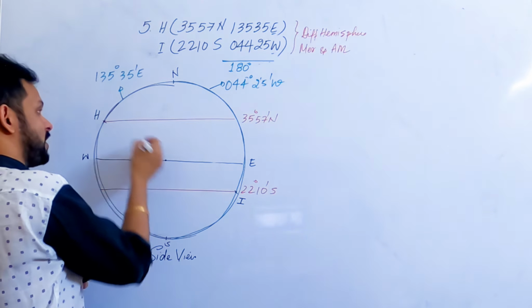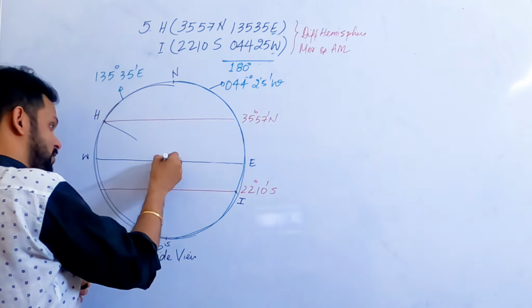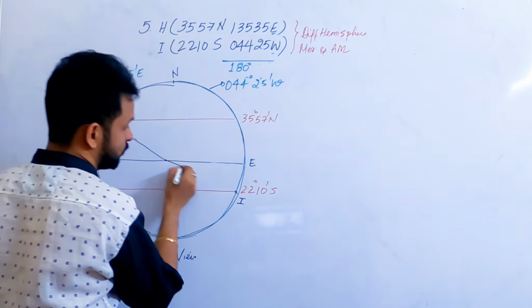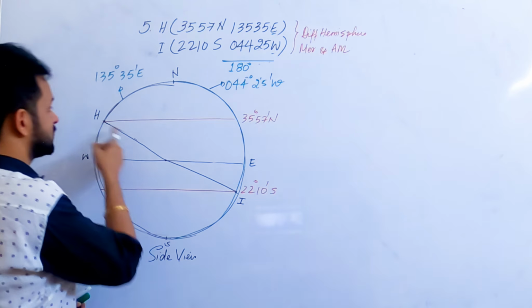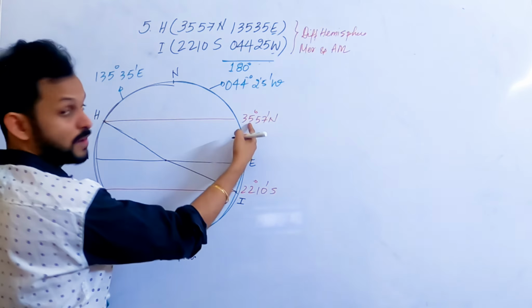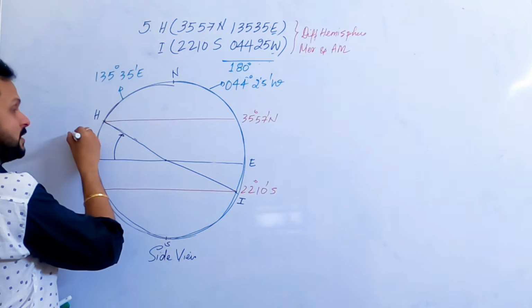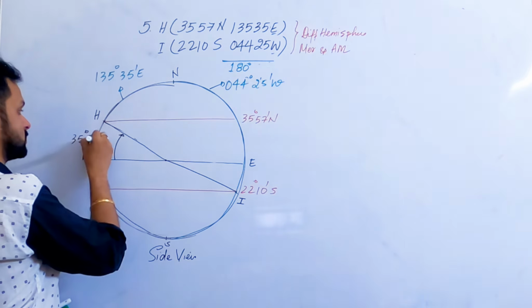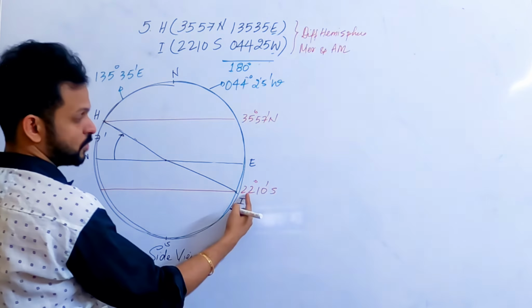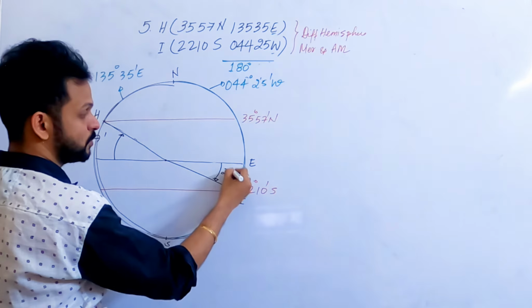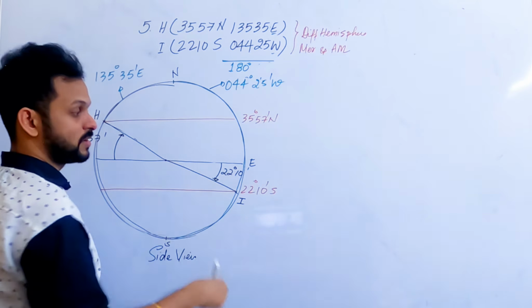But how do you generally find that out? By connecting these points to the center of the Earth. The center of Earth is also connected to I. We know that H's latitude is 35 degrees 57 minutes, because the angle made is 35 degrees 57 minutes. And I is at 22 degrees 10 minutes of parallel latitude, because this angle is 22 degrees 10 minutes from the equator, measured towards the sun.